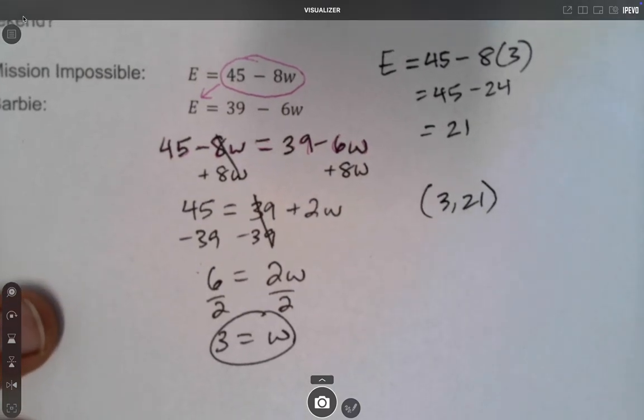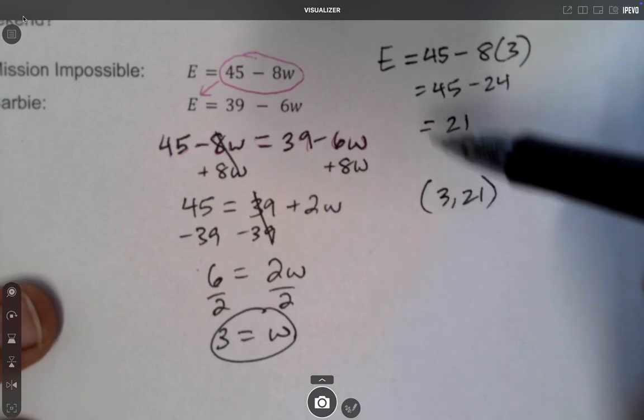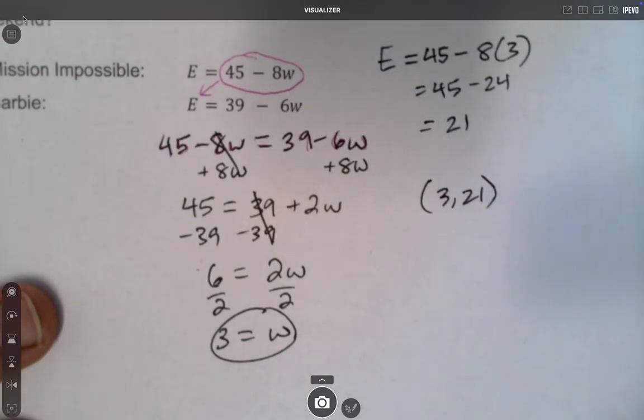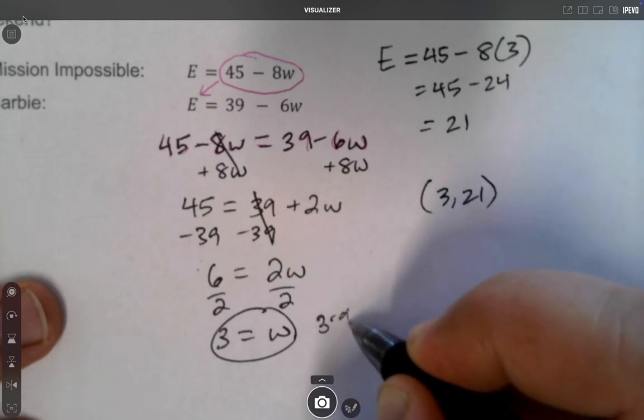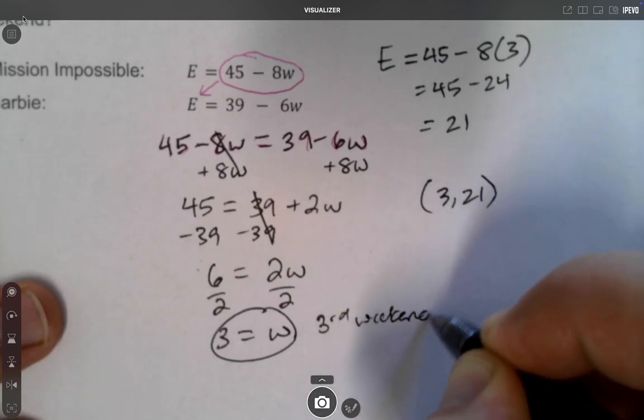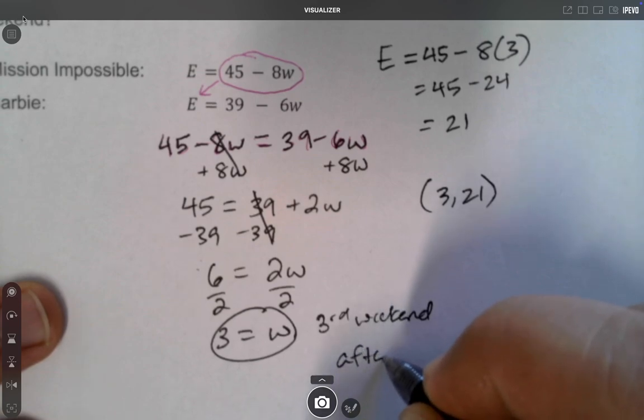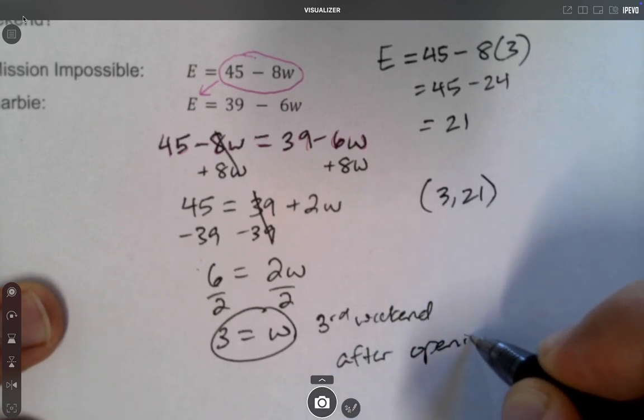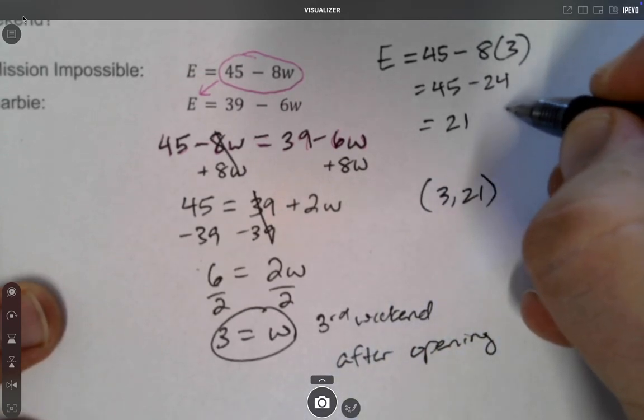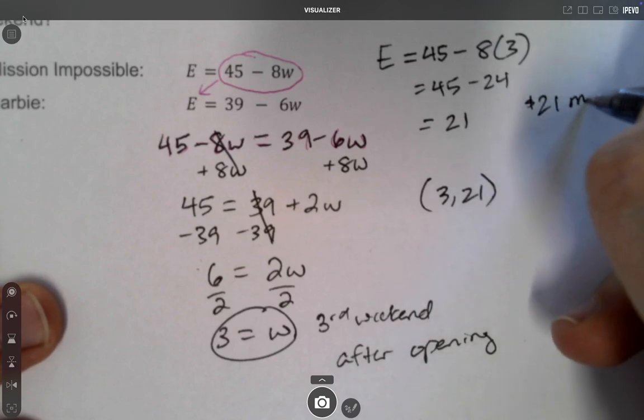And what that means is on the third weekend after they both opened, they both earned $21 million. So third weekend after opening. And this one means their earnings were $21 million.